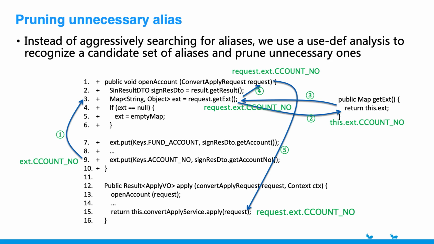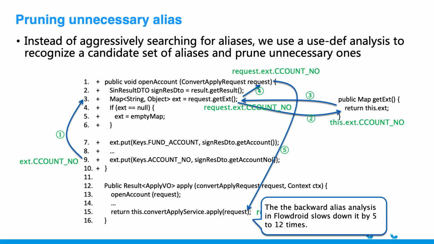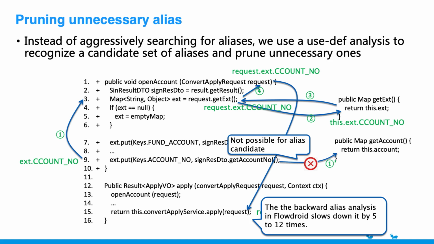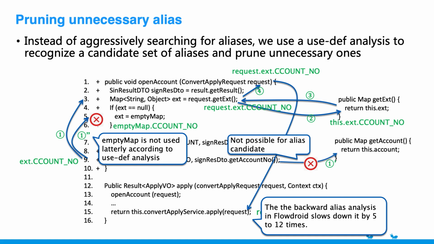We use a use-diff analysis to recognize a candidate set of alias and prune unnecessary ones. For example, going back into the method getAccount is useless. It has nothing to do with the tainted variable x. It is impossible to find alias there. Exploring line 5 is also useless, because the alias variable empty map is not used in the future.